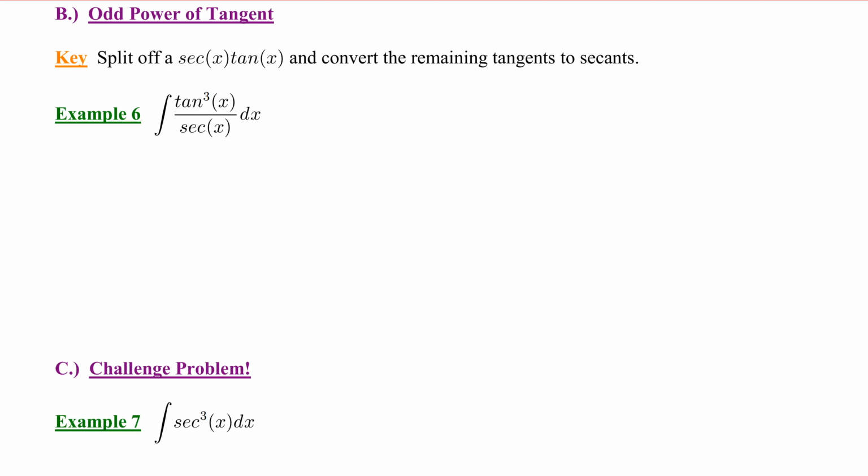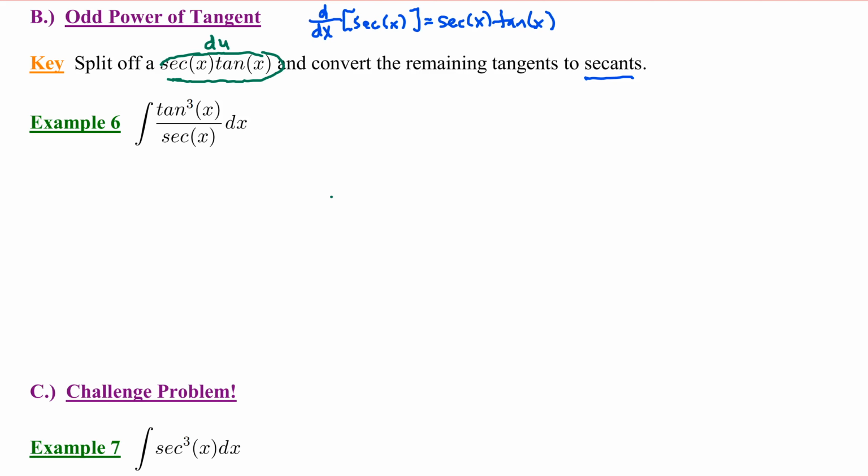If that's the case, one strategy is to split off a secant of x times tangent of x factor. Again, we're going to reserve that for du, and if that's du, that means u must be secant, because recall, the derivative with respect to x of secant of x is secant of x times tangent of x. So in the case where we have an odd power of tangent, I'm going to split off a secant of x times tangent of x, and then I'm going to convert the remaining tangents to secant. Now that process is pretty straightforward, but on example 6, it gets a little bit tricky.